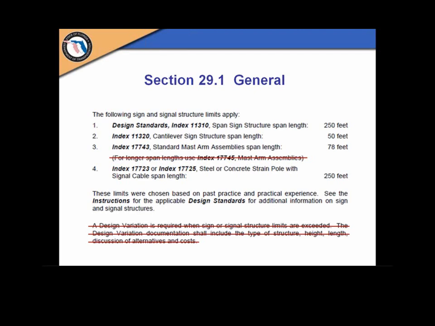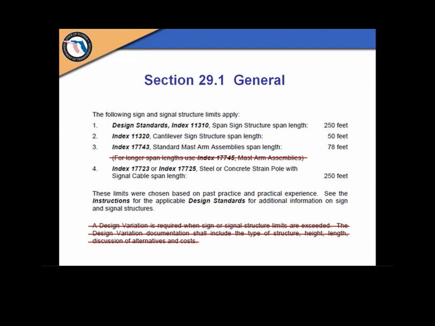The decision was made that we are no longer going to allow designers to exceed these limits. So we took out the design variation process as a means of exceeding those limiting values. If you have to exceed these values, something other than a variation is going to have to be used to do it. And there needs to be a lot of documentation as to why you need to exceed these values.